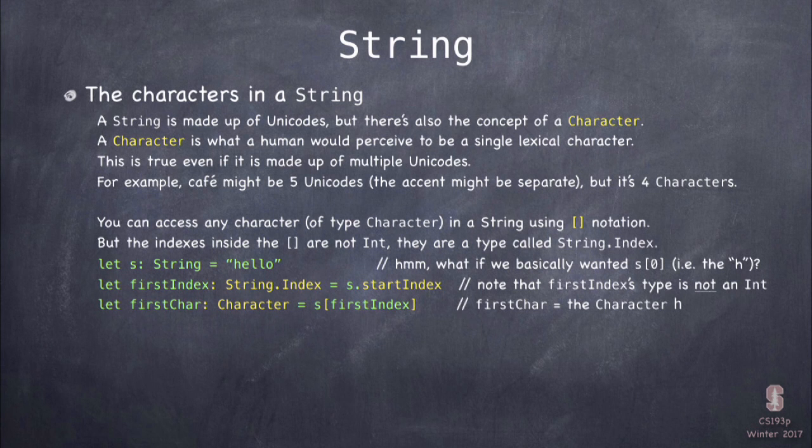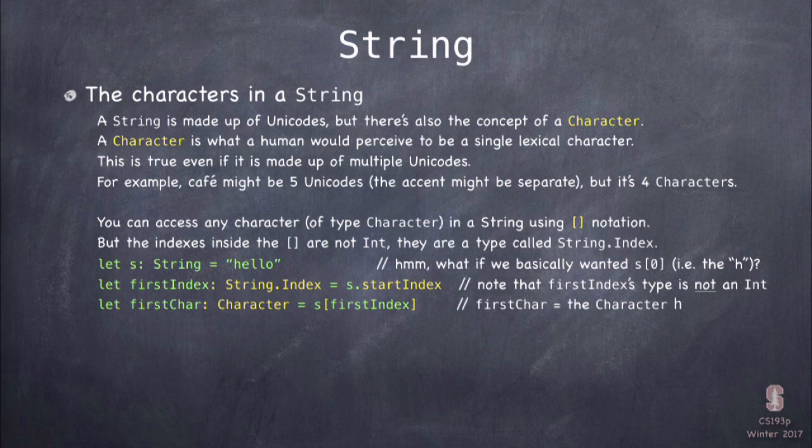It's very important we get a hold of a String.Index because the way we're going to move around in a string is by taking an index we know and moving forward or backwards by character, by human understandable character, not by Unicodes because we don't know how many Unicodes there are per character, but by character we're going to be moving back and forth. So we're going to start with the first one. And so now I can create a variable firstChar, which is of this type Character, that's human understandable character. And that's going to be equal to s sub firstIndex.